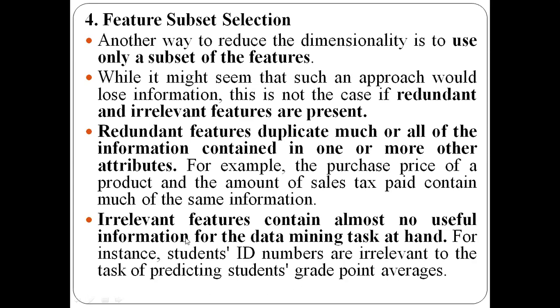Again, in the case of the student data set, student ID numbers, that is USN or roll numbers, are not required at all for predicting the student's grade point average. Those student ID numbers, and then age, date of birth, and address, all these attributes are not at all required. So we can remove such attributes using feature subset selection. Whenever the data contains redundant and irrelevant attributes, they can be removed with the help of the feature subset selection technique.